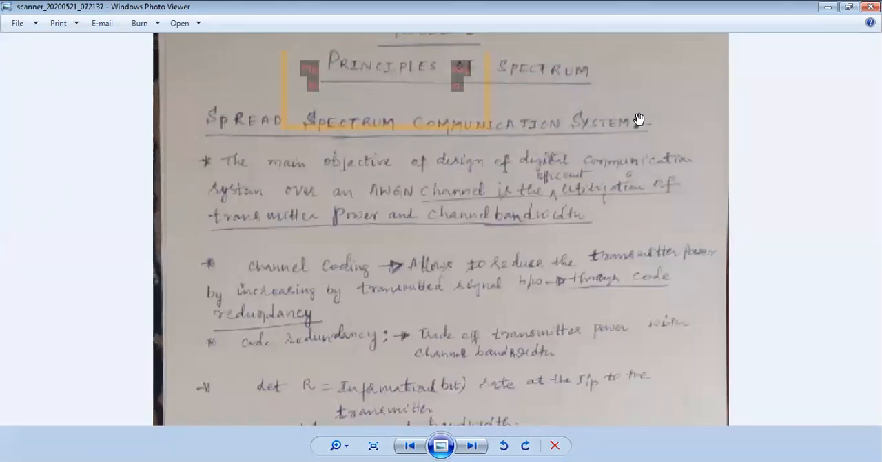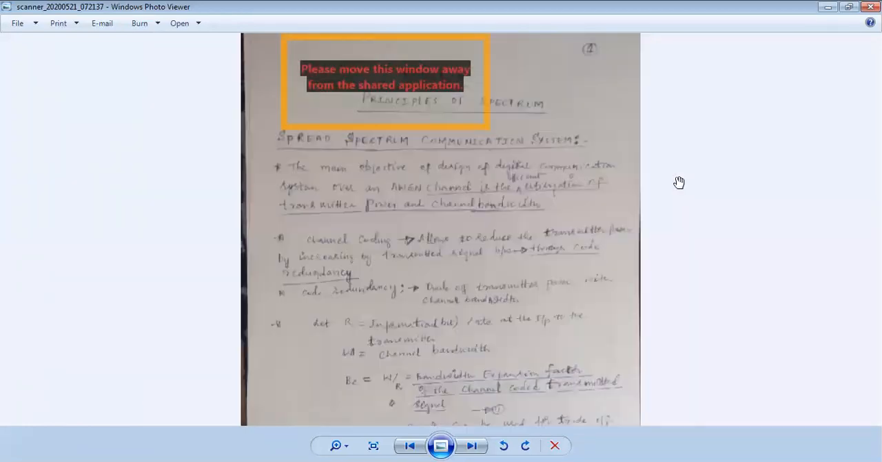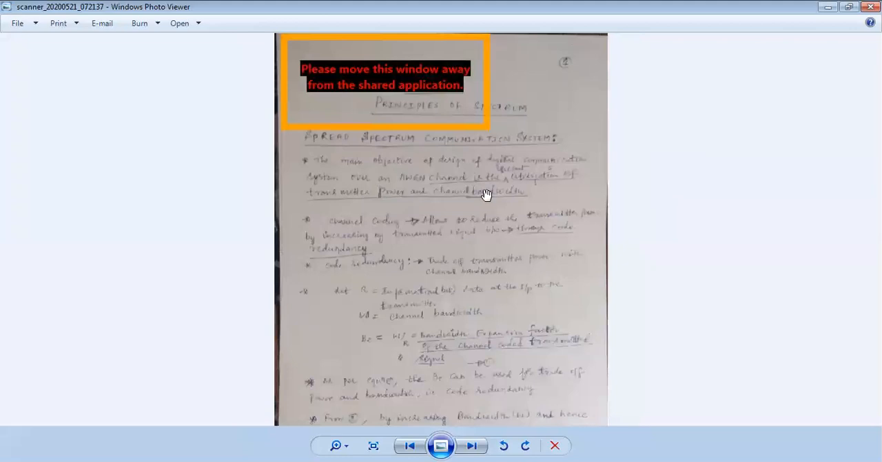The cost is high. So what we are going to use is transmit power and channel bandwidth. That means transmit power and channel bandwidth will be utilized. That means the cost is high, and also when you use more transmitter power, dissipation power is lost.